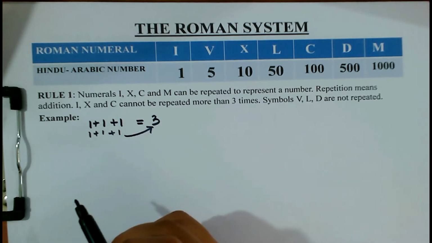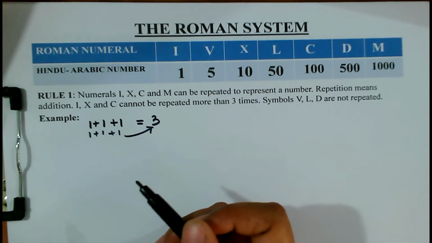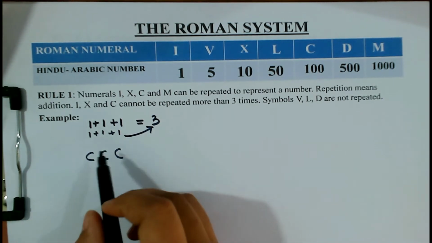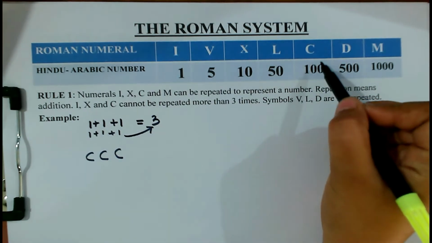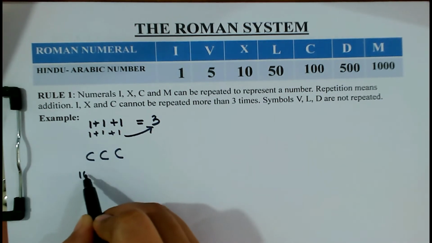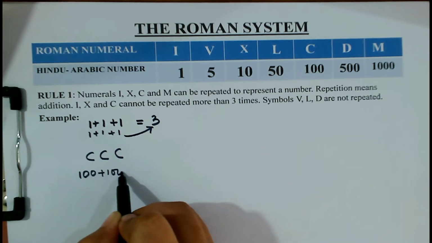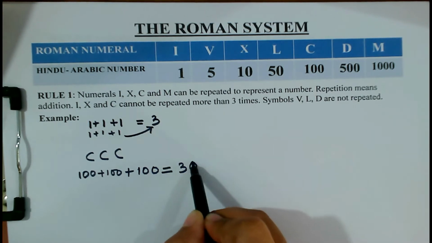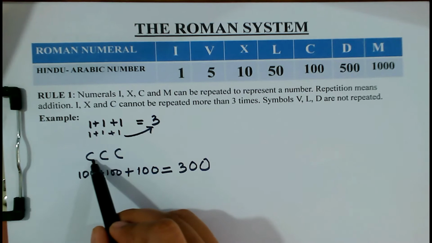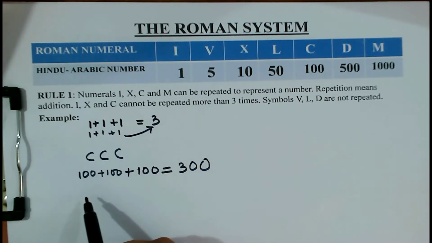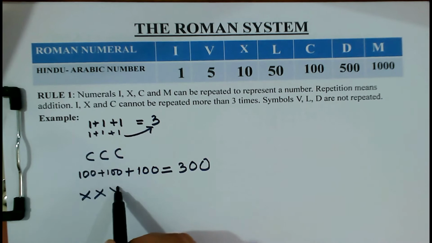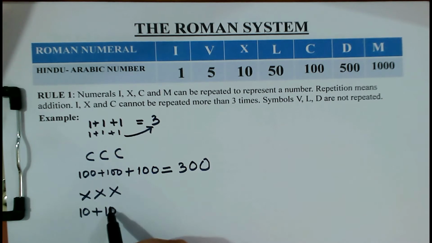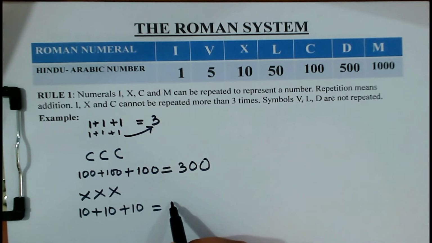Let's look at another example. C is 100. So this is 100 3 times: 100 plus 100 plus 100 gives us 300. This one is repeated 3 times. And then X, 3 times. X is 10, so 10 plus 10 plus 10 gives us 30.